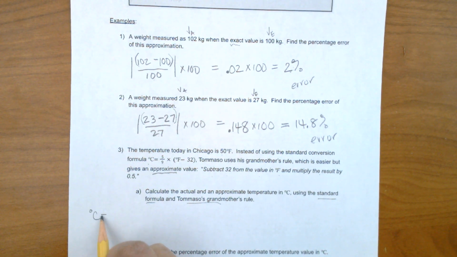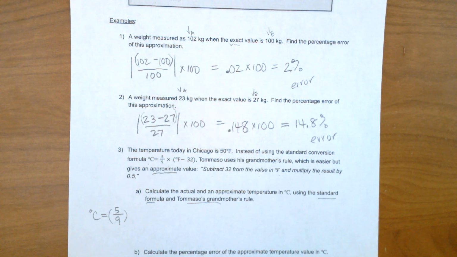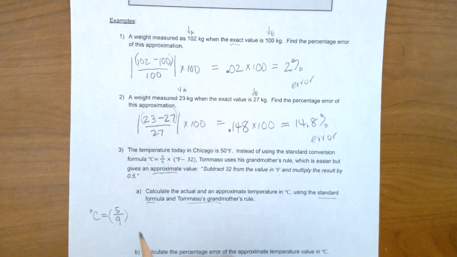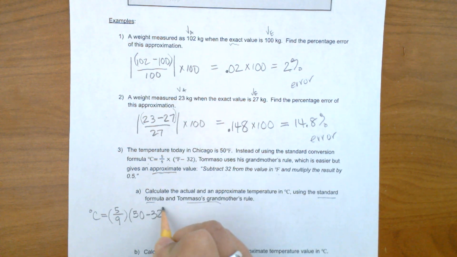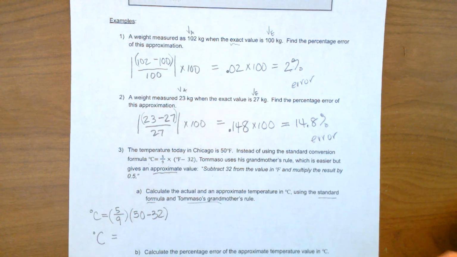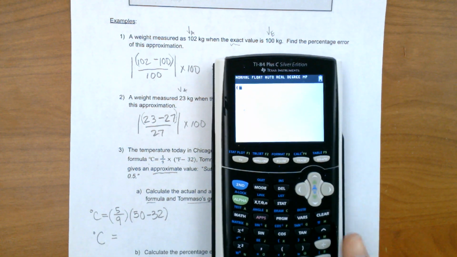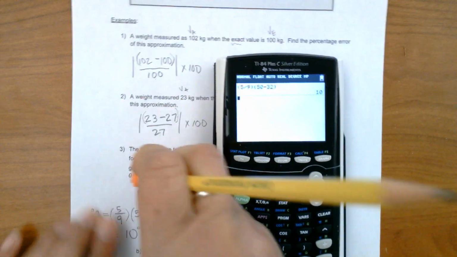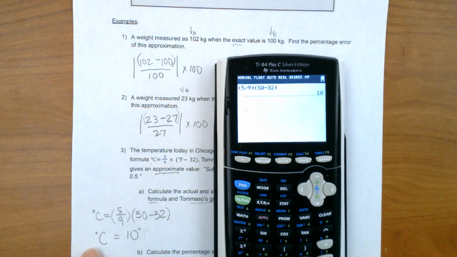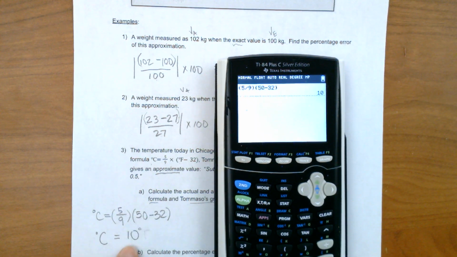So the standard formula: degrees Celsius equals 5/9. I'm going to put that in parentheses, everybody, because I'm going to put it in my calculator, and we need to put our fractions in parentheses. Times the Fahrenheit, 50 minus 32. I could put that right in my calculator just like I see it: parentheses, 5 divided by 9, open my parentheses, 50 minus 32. And I'm going to get 10. So that's 10 degrees. I almost put Fahrenheit. It's not. This is what it is in Celsius. So we have 50 degrees in Fahrenheit, 10 degrees in Celsius.